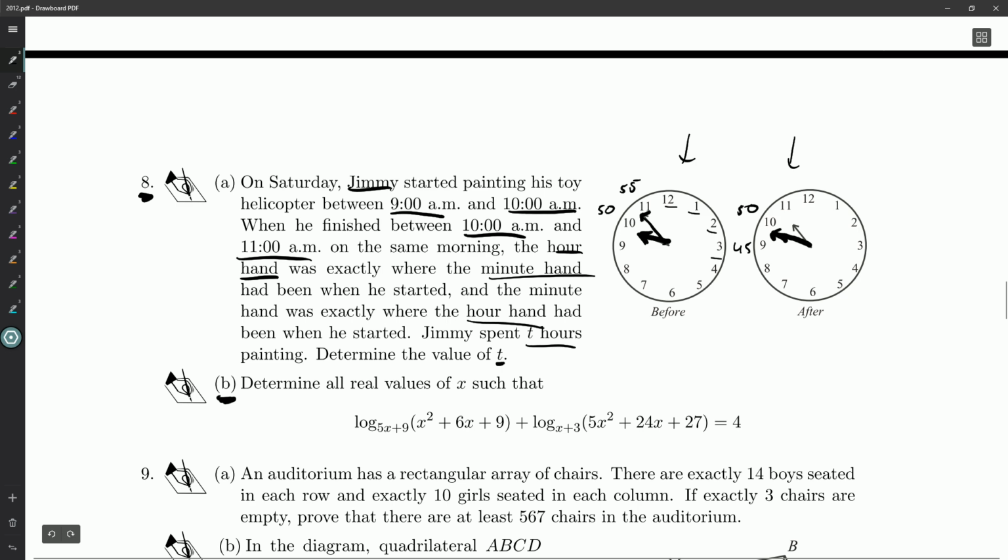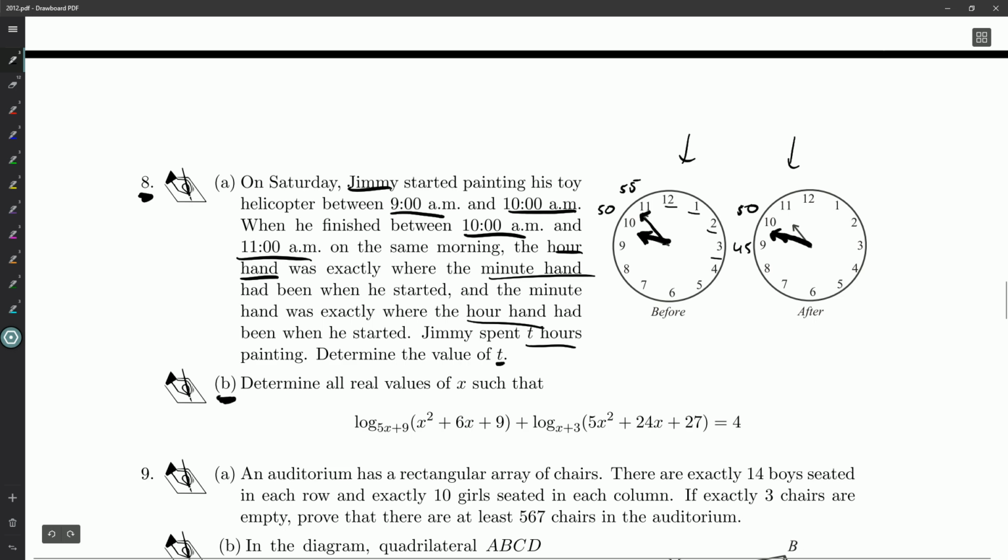Determine all real values of x so that... so we got some logarithms. Now, my usual advice when it comes to logarithms or function questions that appear in 7, 8, or 9 is that they are actually a lot more doable than you think. They tend to be sort of scary, especially logarithms. I find people are a little intimidated by logarithms just because it's something you learn so late.